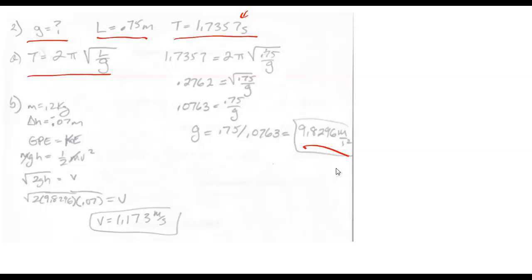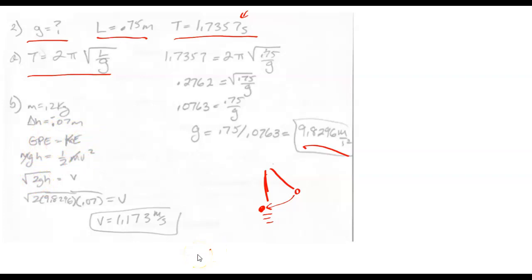Then it asks you to find what's the velocity when the pendulum reaches the bottom of the swing. In that case, the potential energy that it starts with is changing into kinetic energy down here. So all the potential is changing into all kinetic. To do that, I just use conservation of energy. So mgh equals 1/2 mv squared.